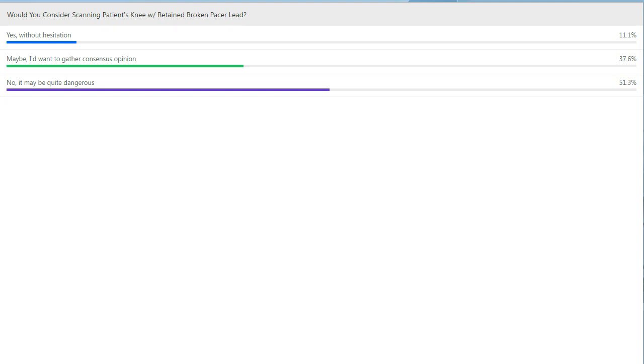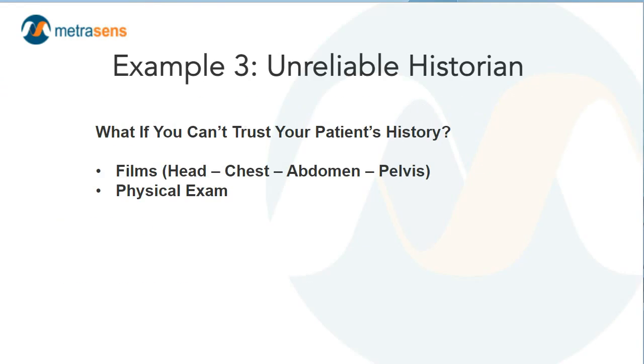So our third example, and we're not going to do a specific case on this, is the idea of the unreliable historian. We don't really need to do a specific case because this is more about your process, your procedure. If you have somebody who, because of a language barrier or altered state of consciousness, or they're young, or whatever the reason may be, you don't feel confident that you're getting a full and accurate clinical history, how do you go about clearing that patient?